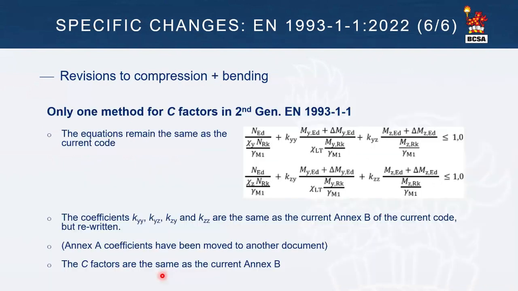The last thing to look at is the interaction between compression and bending. The equations remain the same as we have at the moment in section 6, but now we use these coefficients k as given in the current Annex B.